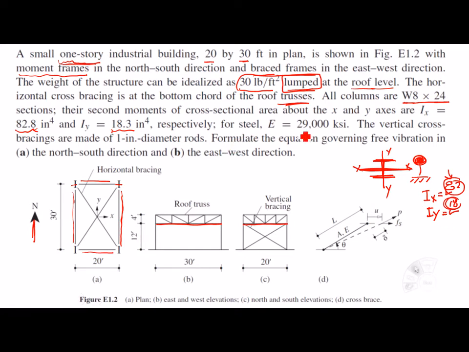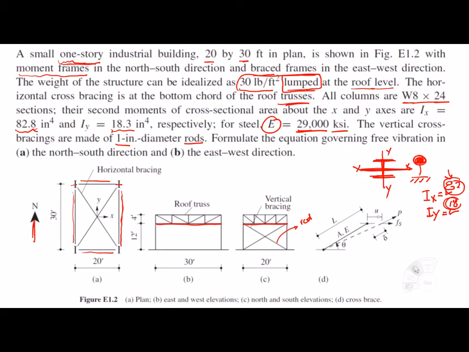For steel, we have 29,000 ksi, which is Young's modulus of steel, constant for all types of steel. The vertical cross bracings are made of 1-inch diameter rods. So here, these are the bracings, and they are made of rod. This rod is 1-inch diameter.